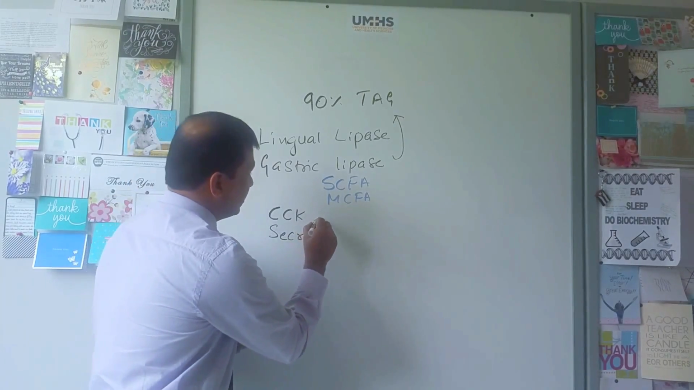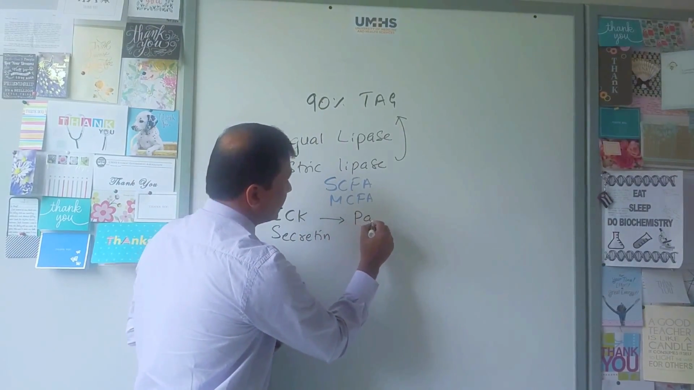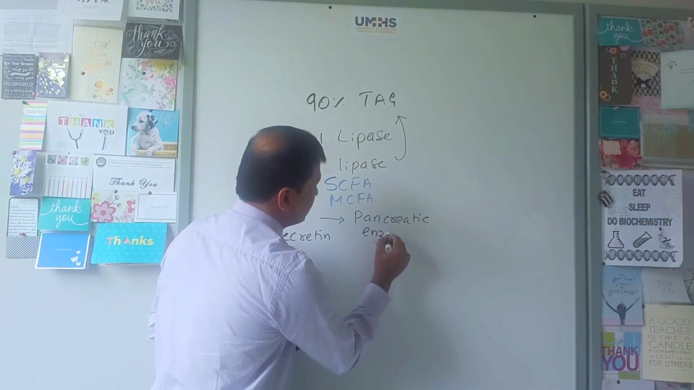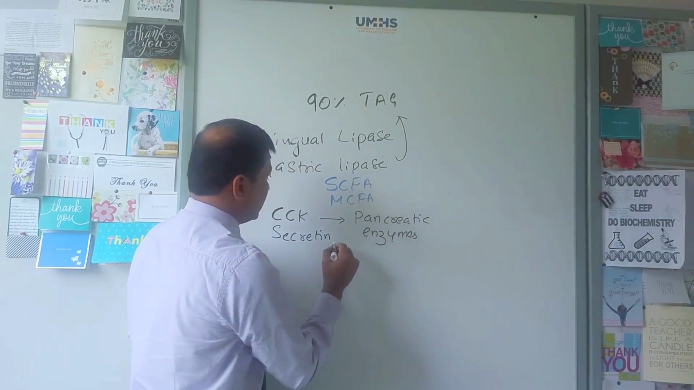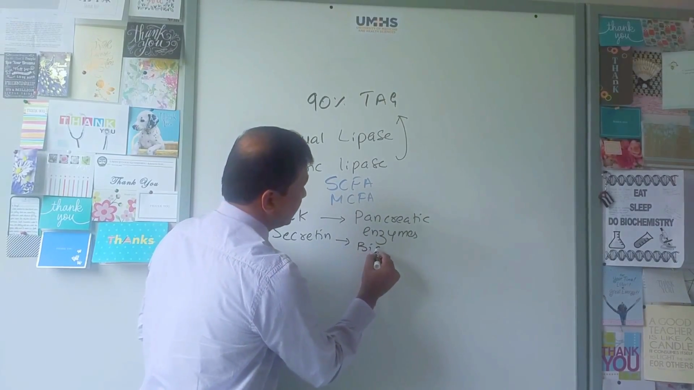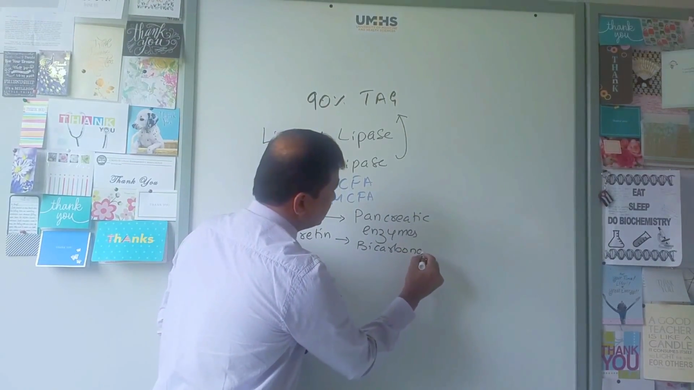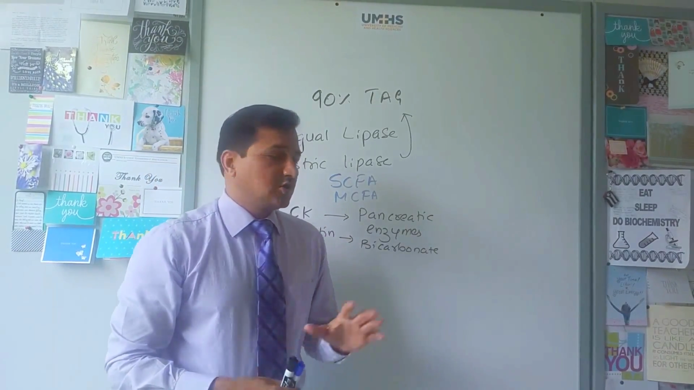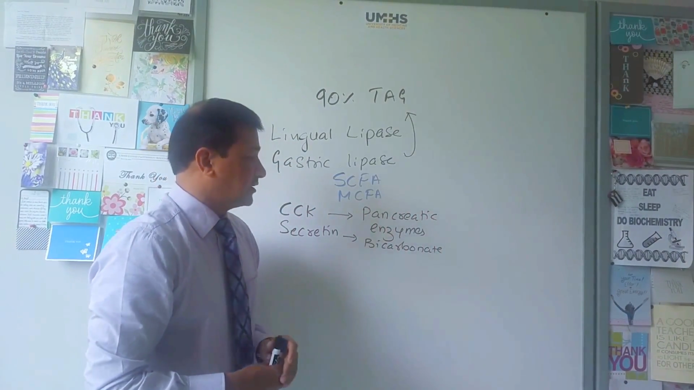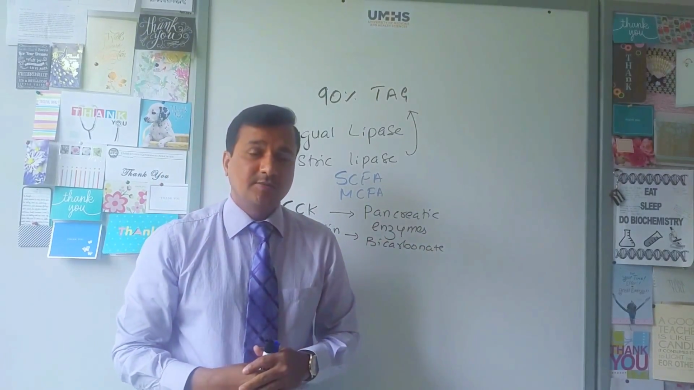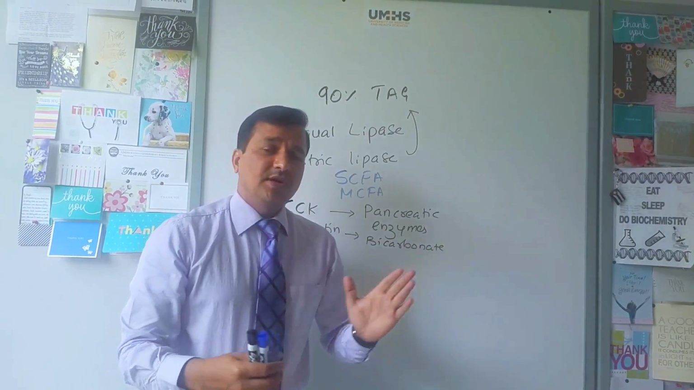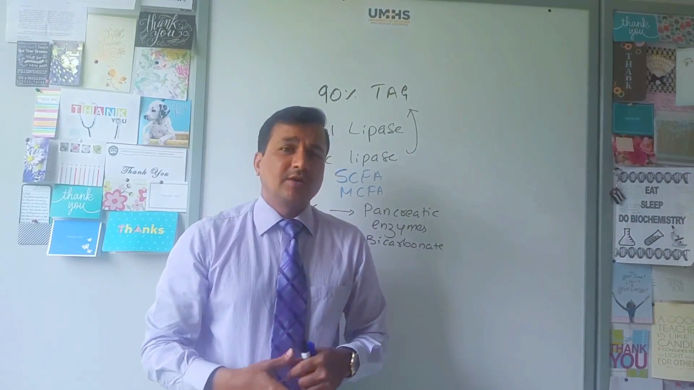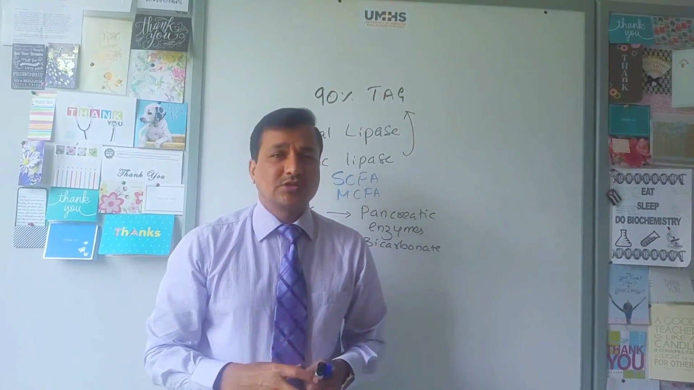Cholecystokinin will go to the pancreas and release pancreatic enzymes. Pancreatic digestive enzymes will come into the duodenum. Secretin is going to bring bicarbonate. These are the two main hormones involved in the digestion process. The bicarbonate is going to neutralize the acidic contents coming from the stomach, thereby the pH is brought up to 6 to 7.